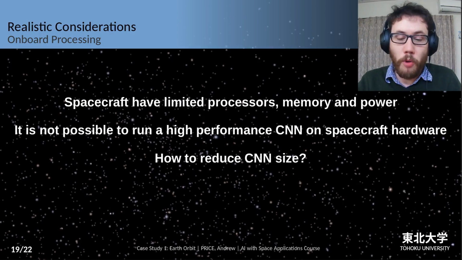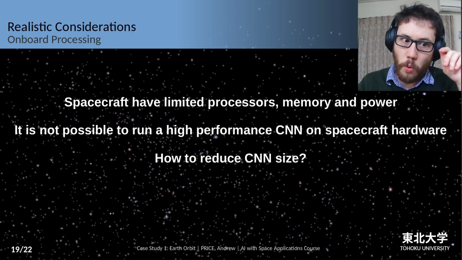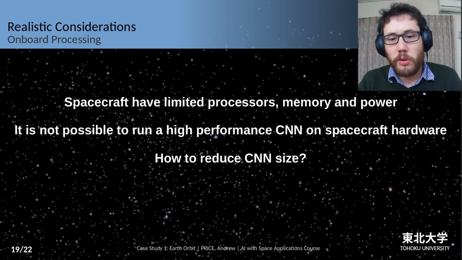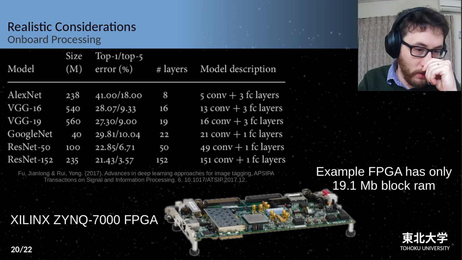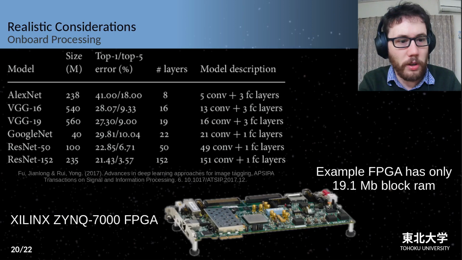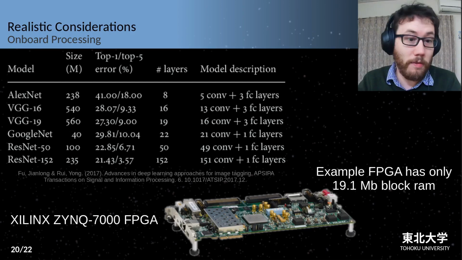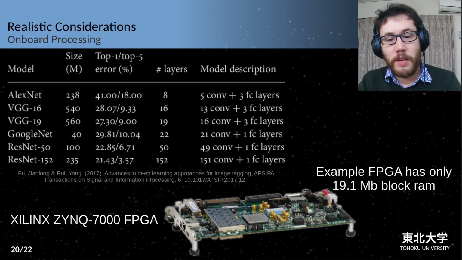Another consideration is onboard processing. Right now we're talking about post-processing, where if we download images and have all the time in the world to do things on the ground, that's great. But of course, what if we want the spacecraft to be making decisions on its own? In that case, we want a neural network running on the spacecraft itself. Unfortunately, it's simply not feasible to load a convolutional neural network on current spacecraft hardware. For example, here's a summary of different neural networks from a paper in 2017. ResNet 18 is not here, but ResNet 50 is, and you can see that it has over 100 million parameters and 50 layers.